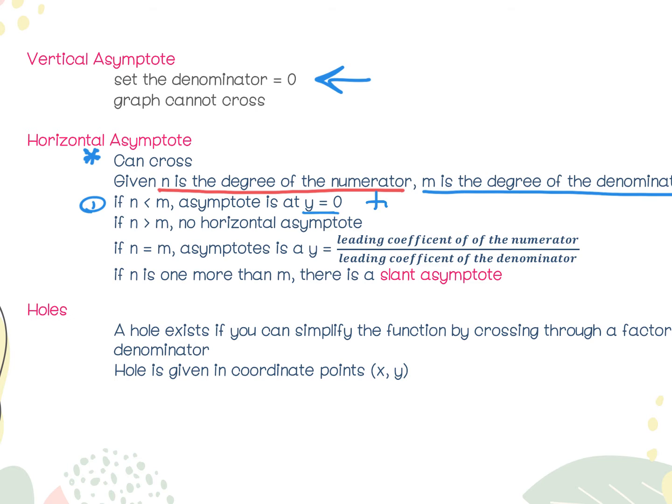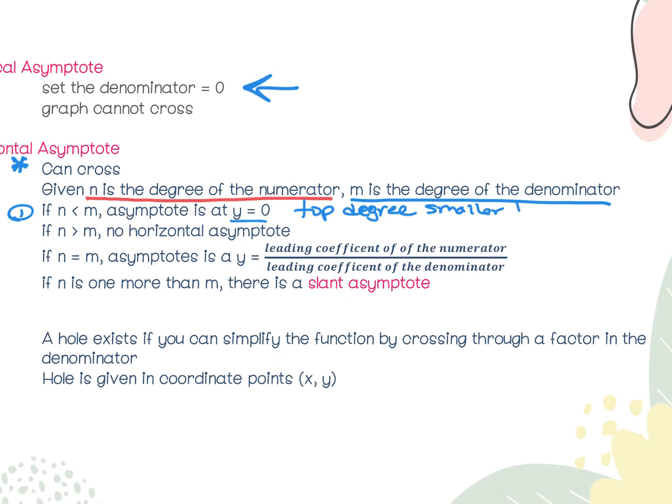So when the top degree is smaller than the bottom, then it's just y equals 0. You don't have to do any math. You're just looking at the degrees. If the top is smaller, if the numerator is smaller than the bottom degree, the horizontal asymptote is located at y equals 0, which is the x-axis.